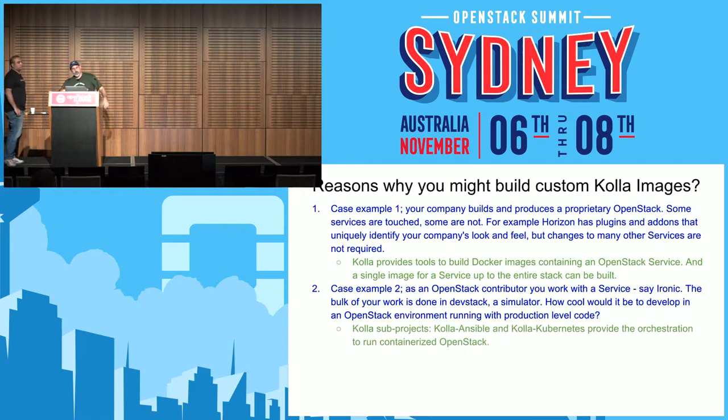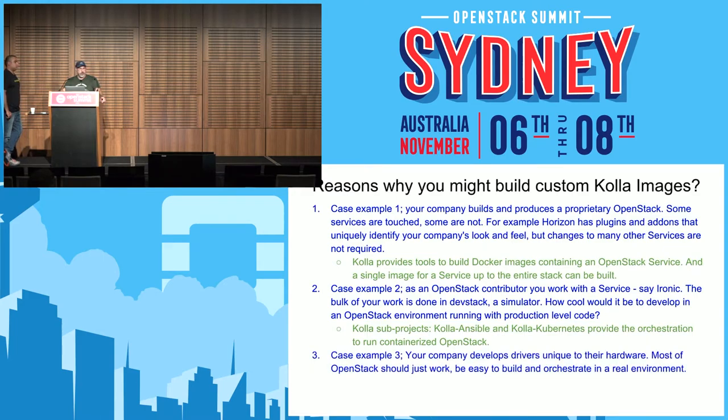And we can do this because there are two sub-projects, Kolla Ansible and Kolla Kubernetes, and they provide the orchestration to run containerized OpenStack. And the third example, which is very relevant to the company that I work for, is that we develop drivers unique to our particular hardware. Most of OpenStack should just work, be very easy to build and orchestrate, because your knowledge domain is in the hardware and in the driver, and you don't want to spend a lot of time standing up OpenStack to get to a point where you can work on your driver. So that's the thing that Vikram was talking about with Kolla. The hard work has been done by someone else, by knowledge and expertise in particular services, so it really facilitates a low cognitive overhead.